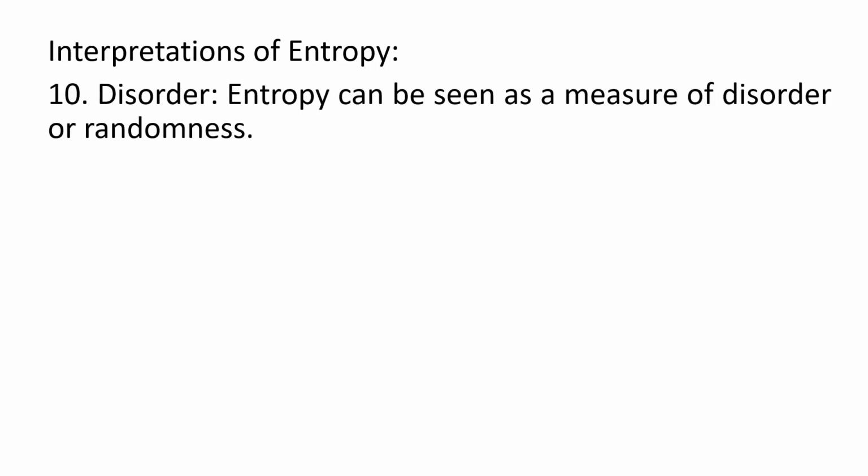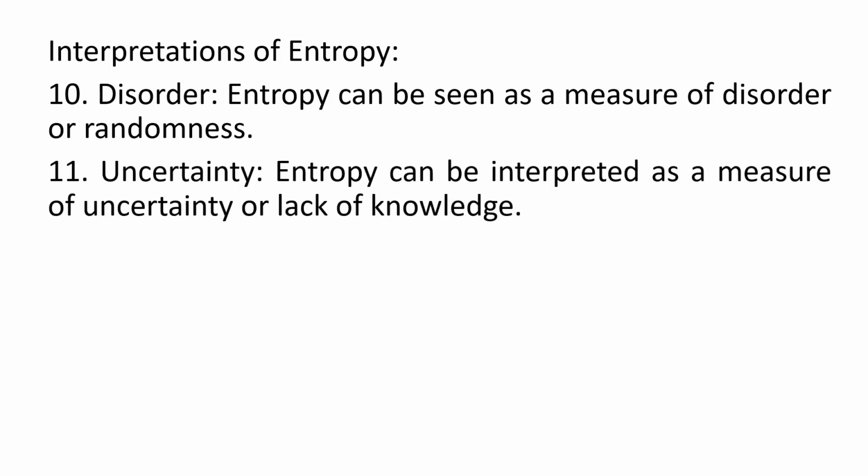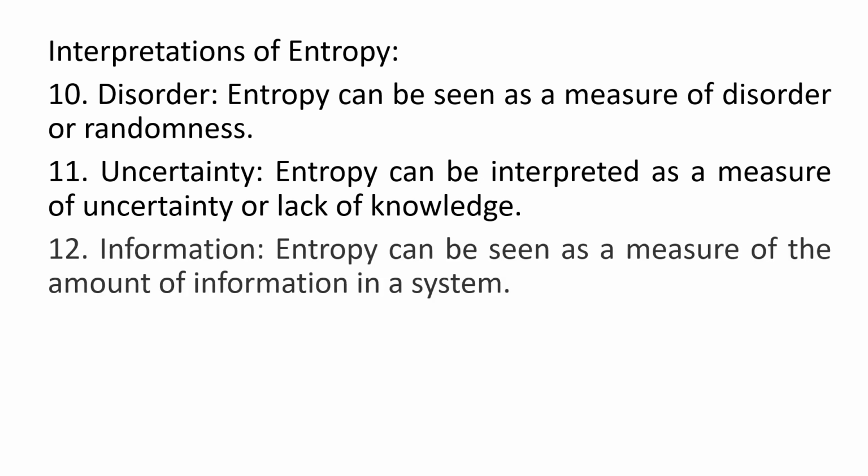Next, interpretation of entropy. Number 10, disorder. Entropy can be seen as a measure of disorder or randomness. Number 11, uncertainty. Entropy can be interpreted as a measure of uncertainty or lack of knowledge. And number 12, information. Entropy can be seen as a measure of the amount of information in a system.